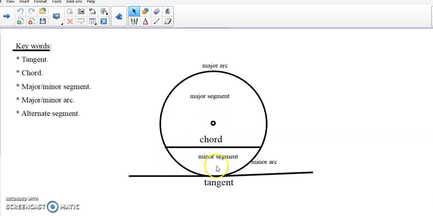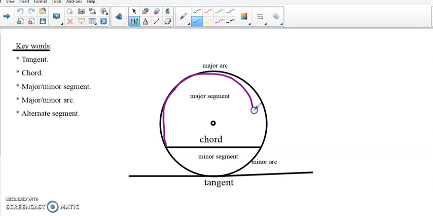Now at this chord, this part of the chord is what we call the segment. This is the minor segment, while this is the major segment. So this segment and this segment: this one is the alternate segment to this, and this is the alternate segment to this. In the same way, from here to here is what we call the arc of the circle. This is the major arc, while this is the minor arc of the circle.